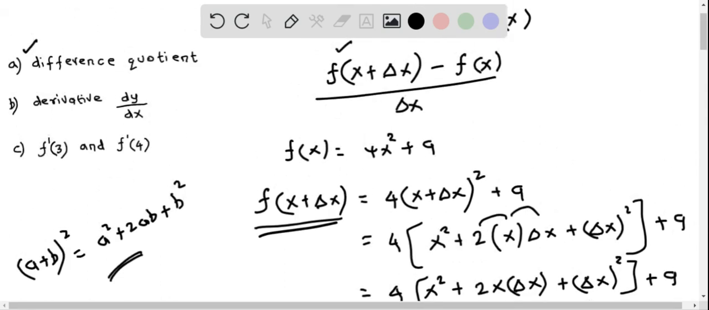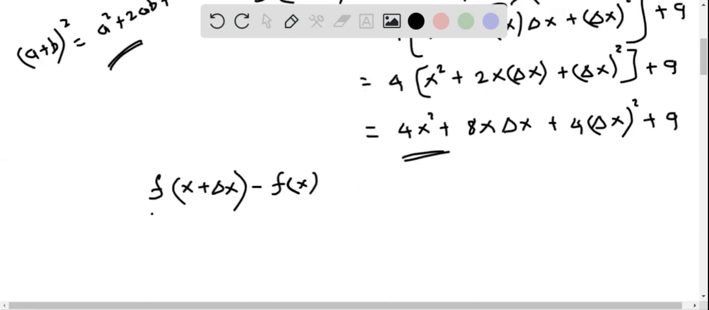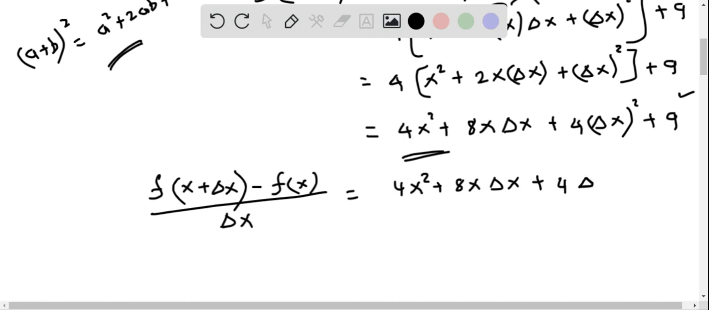We then substitute into the difference quotient formula, that is f of x plus delta x minus f of x over delta x. So we consider this expression. So let me find the difference quotient, that is f of x plus delta x minus f of x over delta x. So this becomes, let me replace for f of x plus delta x, which is this expression. So therefore this becomes 4x squared plus 8x delta x plus 4 times of delta x quantity square plus 9.